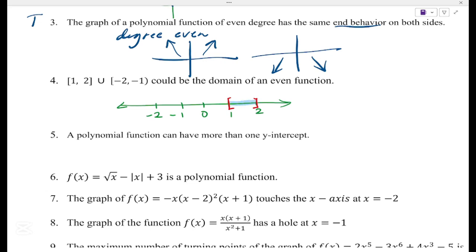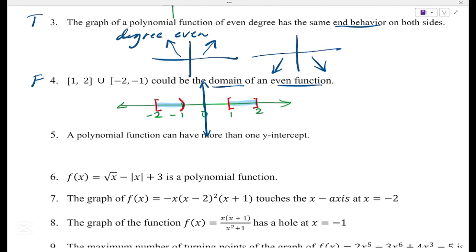And then the other one is -2, -1, close at -2, open at 1. So if this is the y-axis, can we see that they represent a domain of an even function? Can we say that this is an even function? When you say even function, this interval should be reflected across the y-axis, but they are not the same. They're not the same because this is closed, but this is open. This one is okay because both of them are closed, but this one is not the same. So it means to say this is false.